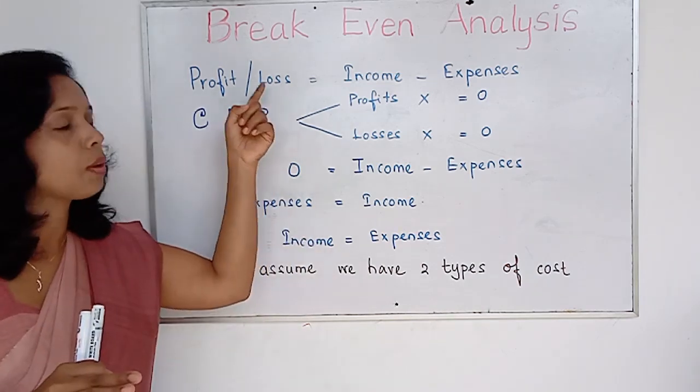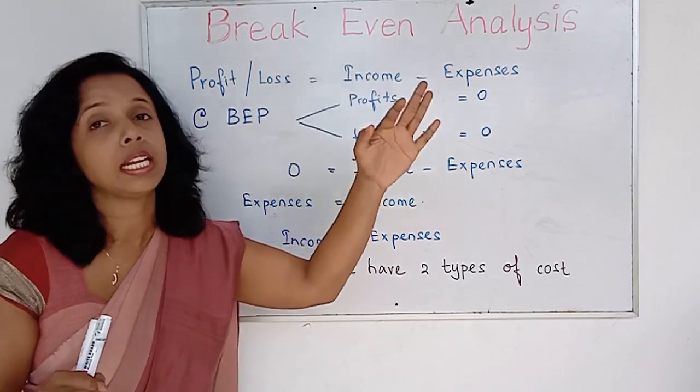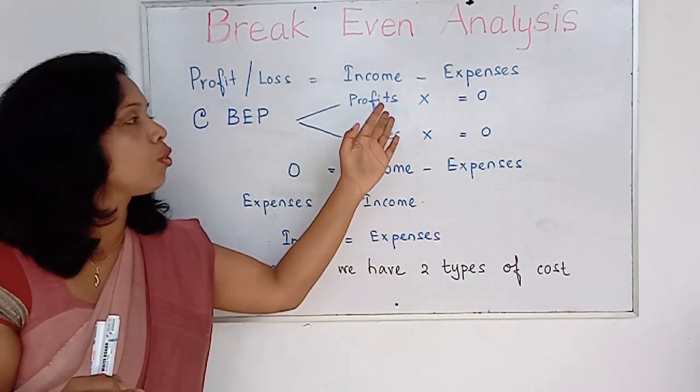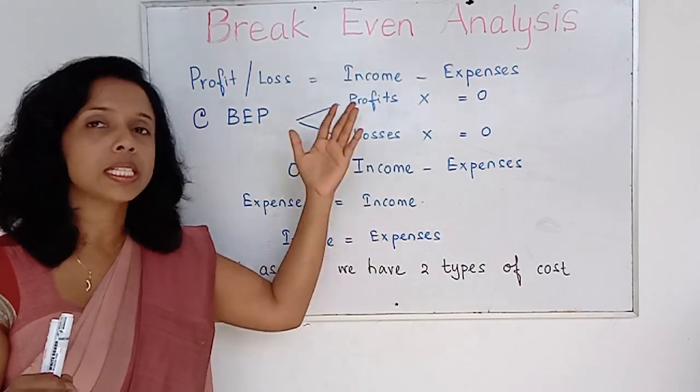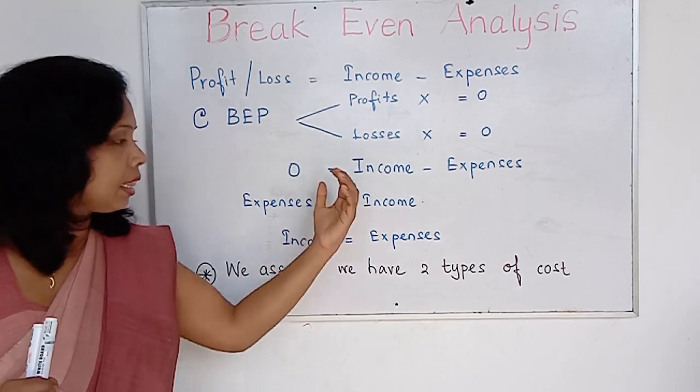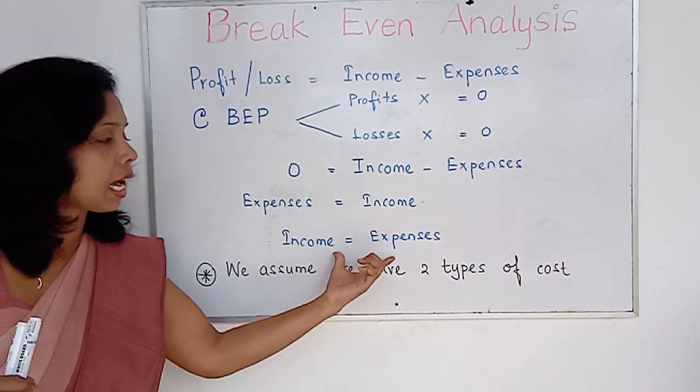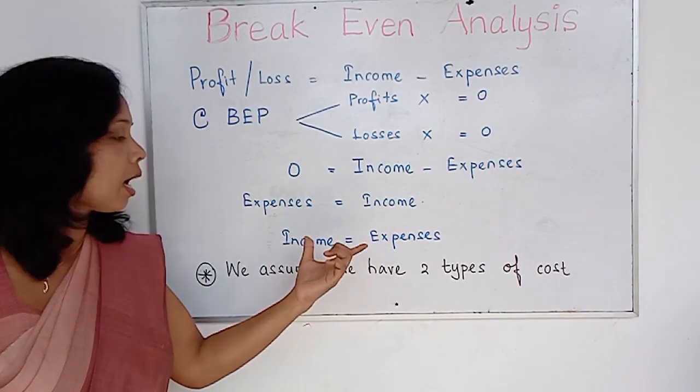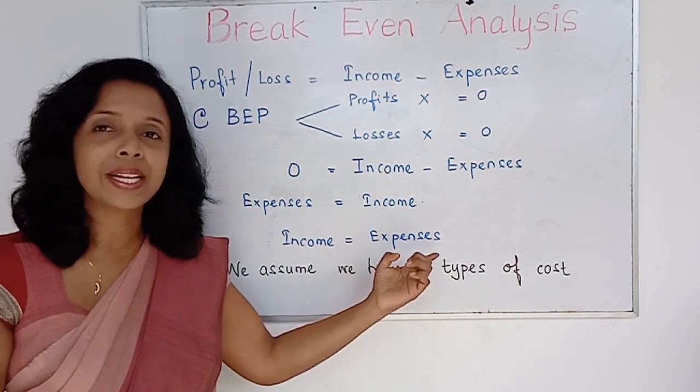How are we going to calculate profit or loss? The difference between income and expenses. And if you don't have any profit or loss, that side should be equal to 0. Then ultimately I arrived at a formula: income equals expenses.